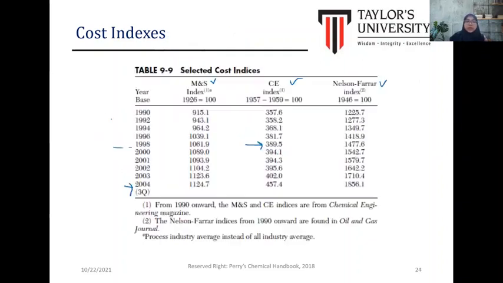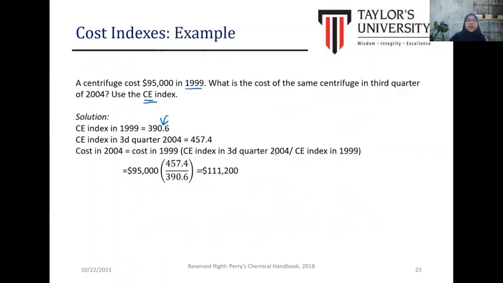Okay, the third quarter 2004, so you may refer to this value. And then using the equation C2 over C1 equals I2 over I1, we can obtain C2, so C2 equals I2 over I1 times C1. Inserting this value, we can get the cost in 2004 is 111,000.